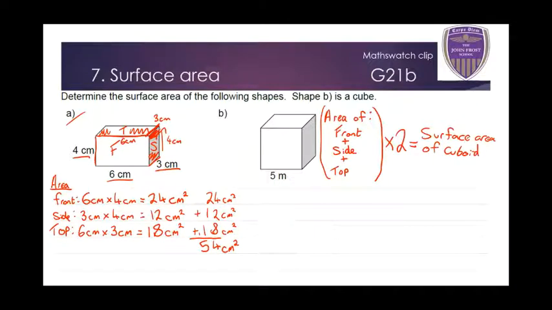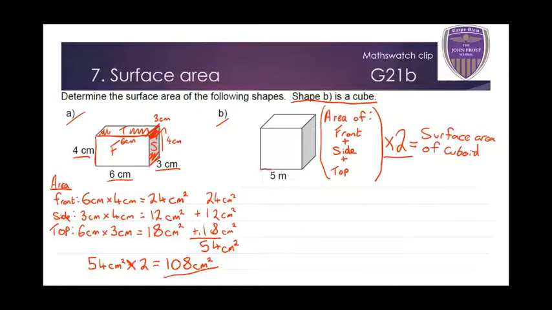But remember, the final part of the surface area of the cuboid, we have to multiply it all by 2, okay? So 54 centimeters squared times by 2, and that is 108 centimeters squared, okay? That's the final answer for the surface area of the first cuboid, okay? Now let's have a look at the next question now, question B. Now, we're only told one dimension of this cuboid, but again, if we look at the question, we're told that shape B is a cube.